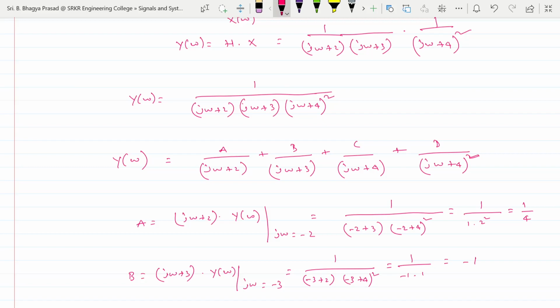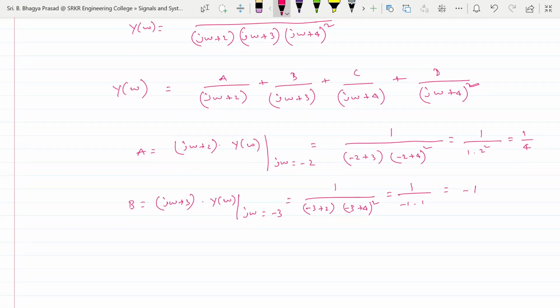So b value will be minus 1, and you can perform the d. Okay, so d value is (j omega plus 4) square multiplied with y of omega, where j omega equal to minus 4. This will be 1 by minus 4 plus 2 minus 4 plus 3. This will be minus 2 minus 1. So 1 by 2. D value will be 1 by 2.